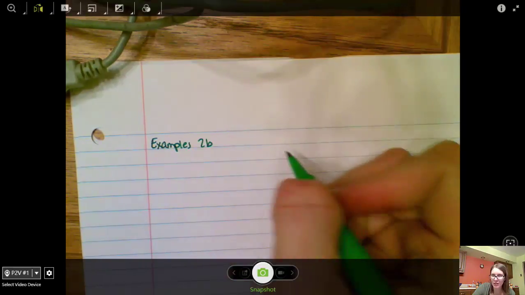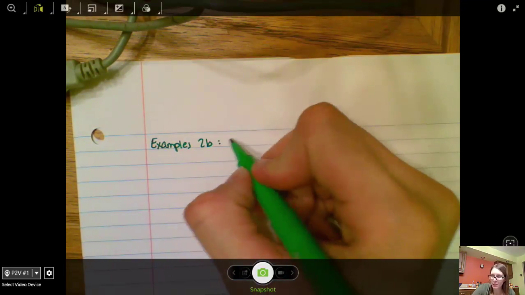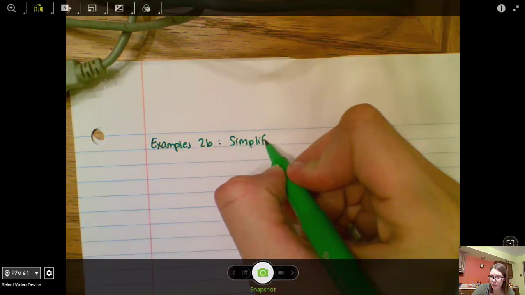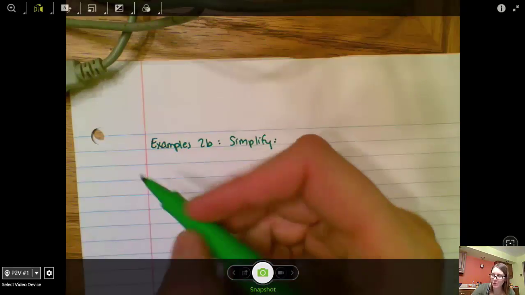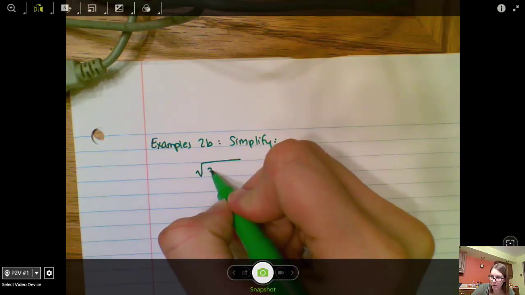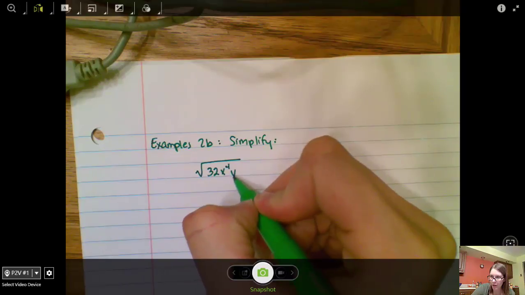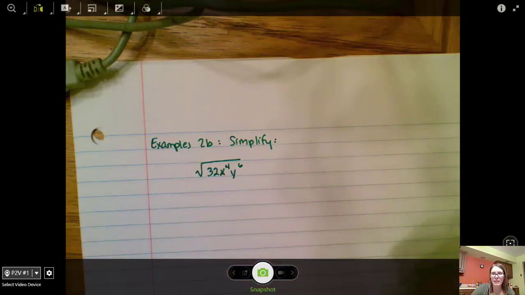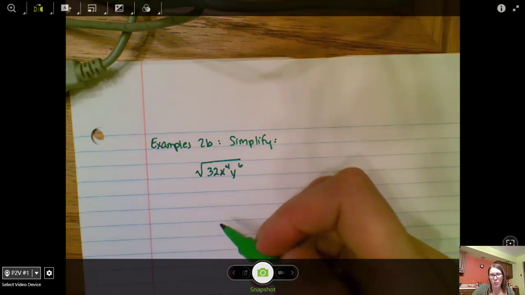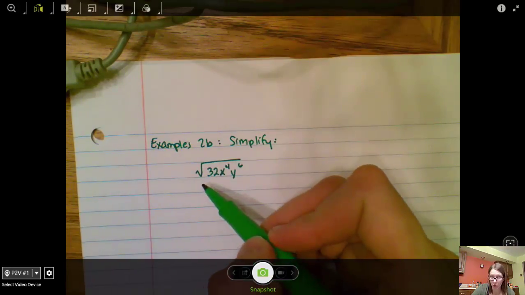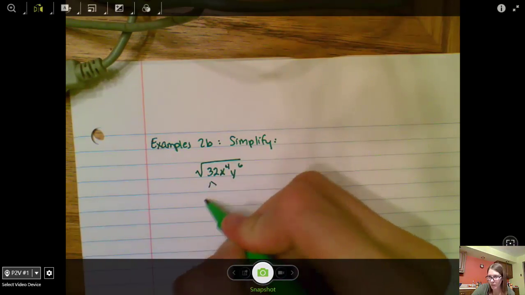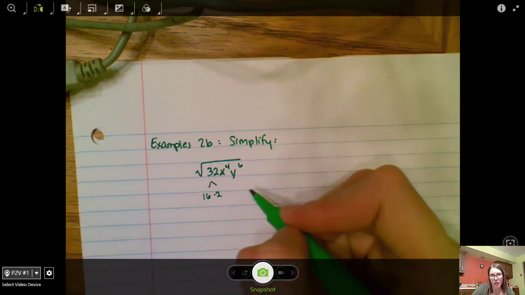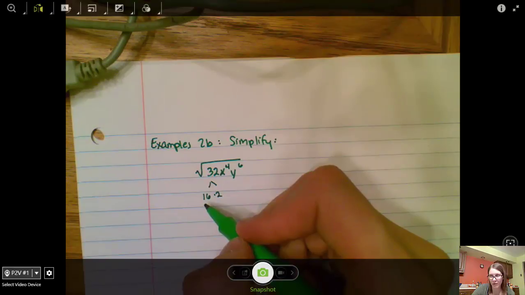So these ones will be examples. We want to simplify again. First, let's simplify the square root of 32 x to the 4th y to the 6th. And something that you can do, other than just thinking about what squared gives me whatever, is to break it down a little bit more like we have done in the past. So 32, for example, is 16 times 2. And we can take the square root of 16 nicely.